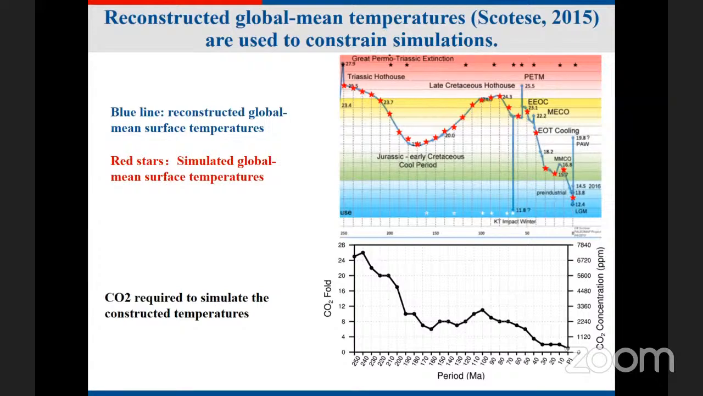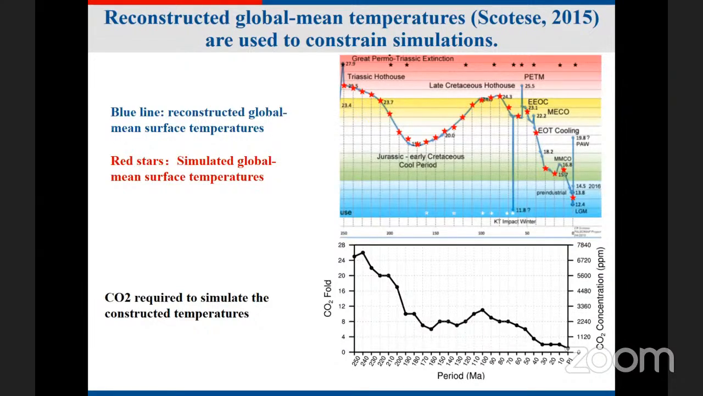to make our simulated global mean surface temperature approach the reconstructed surface temperature. So the blue line is the reconstructed surface temperature. The red stars are the simulation values we have. We can see they are very consistent. The difference is within 0.5 degree. To get these temperatures, we set the CO2 levels as shown in the lower panel. The highest CO2 level was at 240 MA, which is about 26 times the pre-industrial CO2 level.